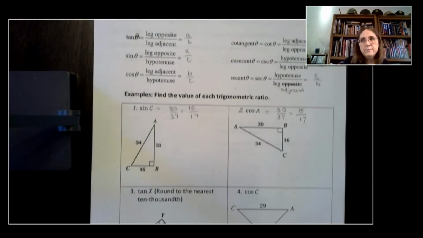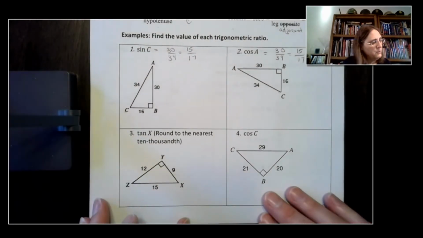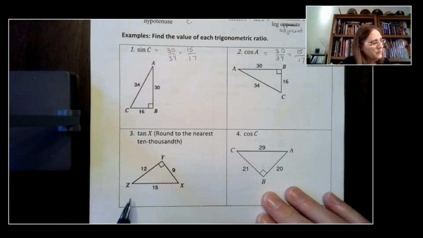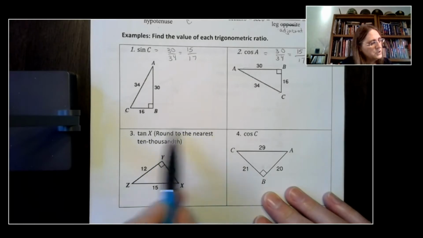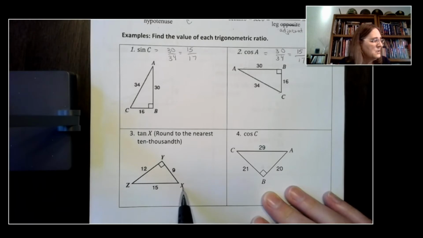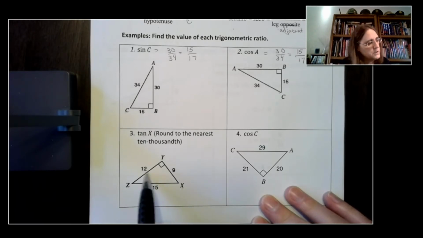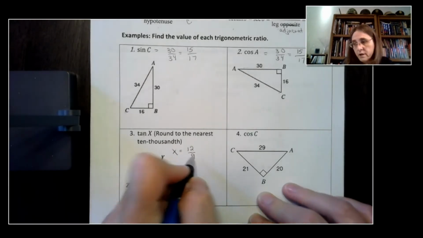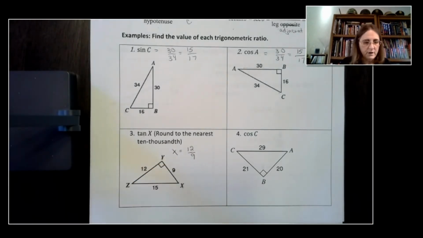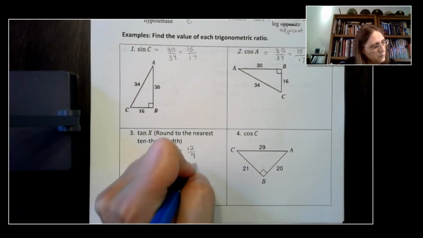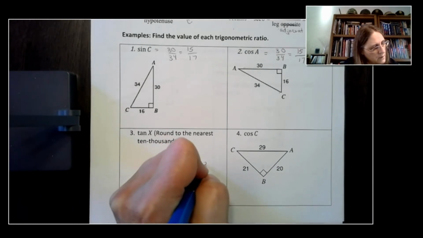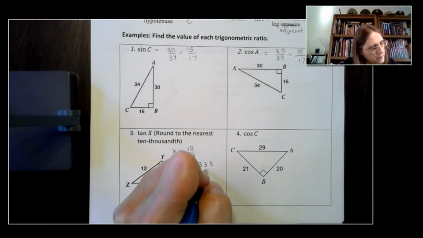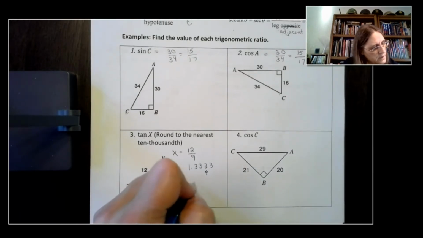Okay, on number 3, we want the tangent of angle X, and this time instead of writing it just as a fraction, we want to round it to the thousandths place. So here's angle X, tangent is opposite over adjacent. So tangent of X is equal to 12 over 9, and if we take 12 over 9 and write it as a decimal, we get 1.3333. This is our thousandths place, so I want to round it to that place.